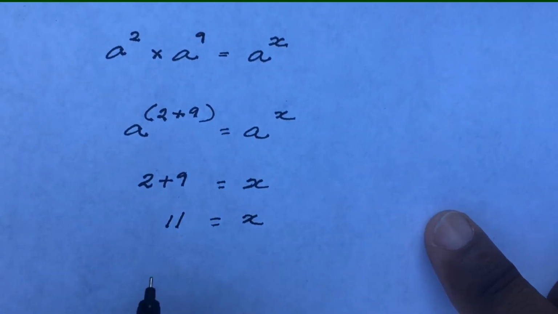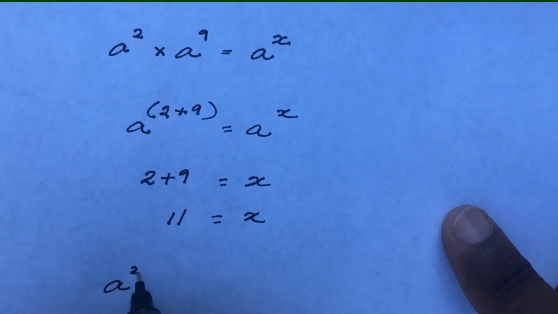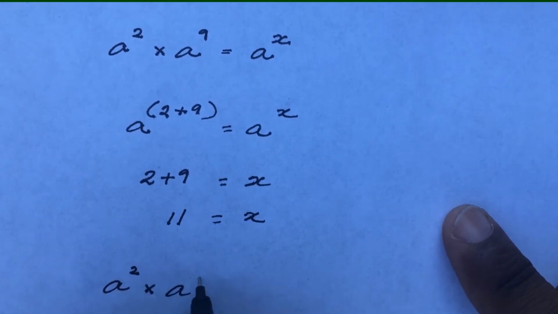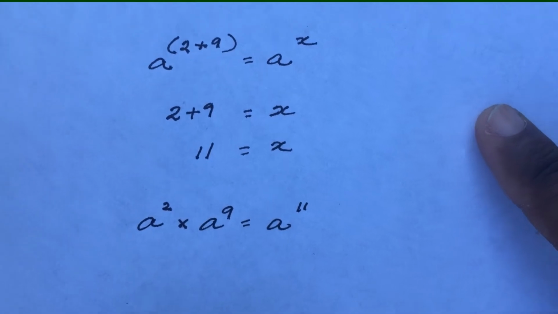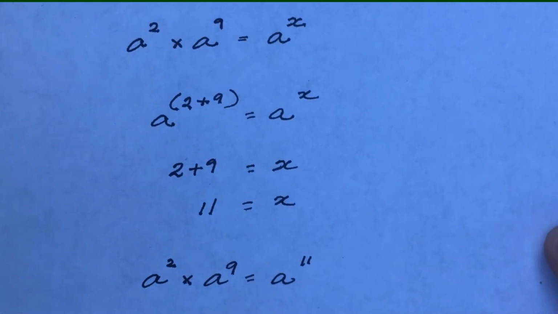So I can rewrite this as a to the 2 times a to the 9 is equal to a to the 11. See that? Simple cheese.